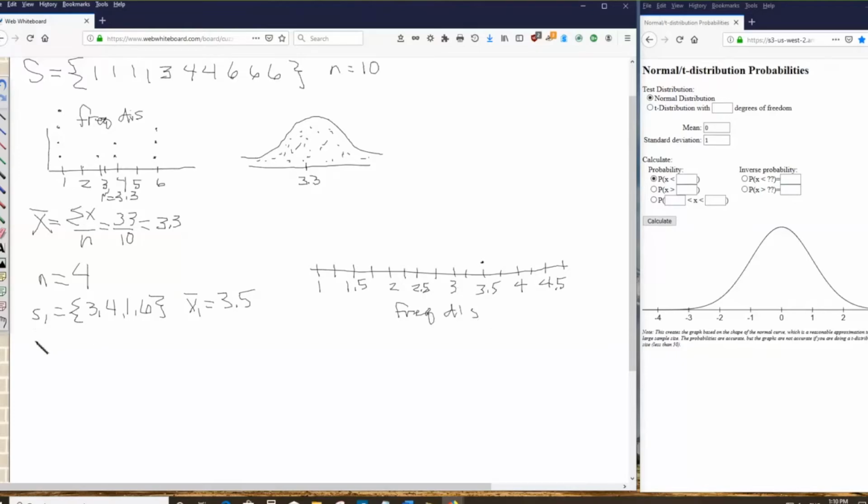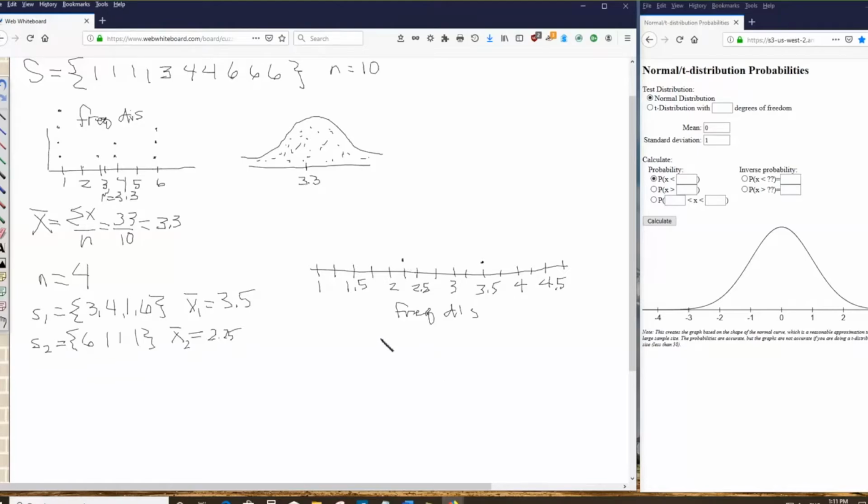Then I'm going to take another one, and I'm just randomly drawing from this set. I draw a 6, a 1, a 1, and a 1. Then I take the average of that space, and that's going to give me 2.25. And then I did this 20 times.